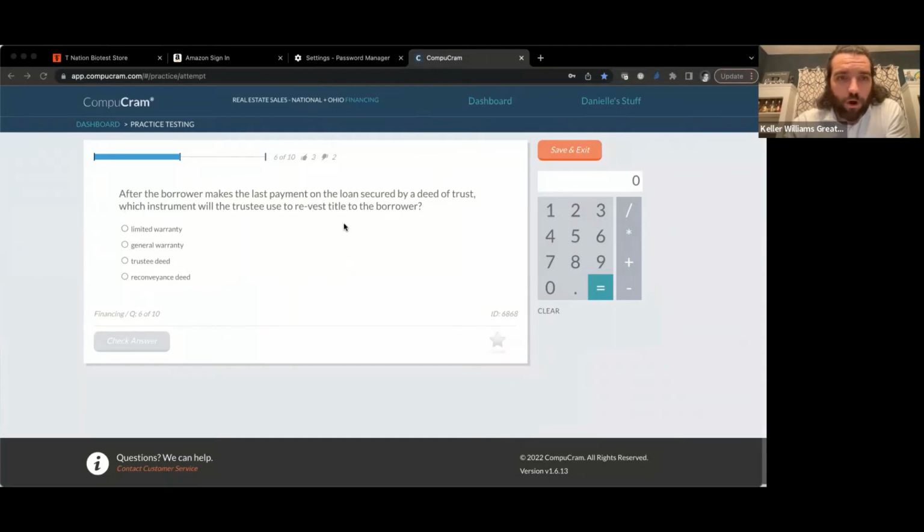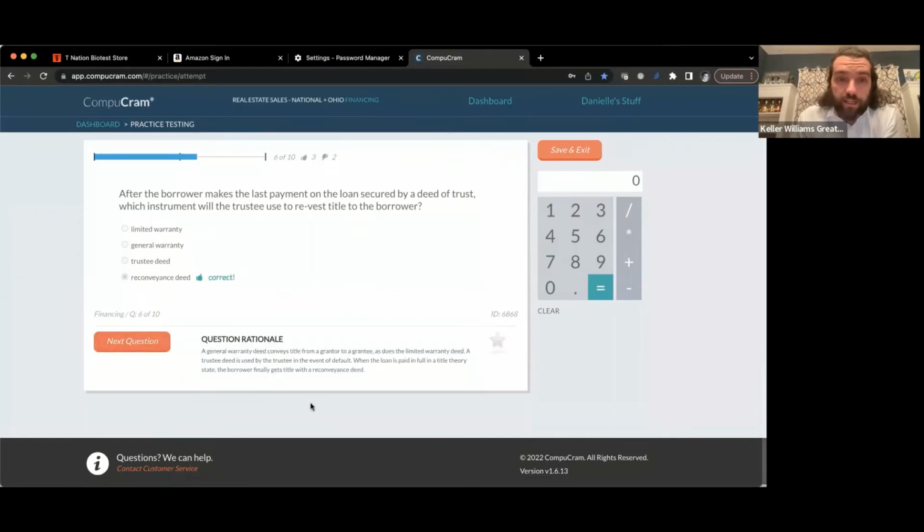Question number 6, after the borrower makes the last payment on the loan secured by a deed of trust, which instrument will the trustee use to revest the title to the borrower? Is it A, a limited warranty, B, a general warranty, C, a trustee deed, or D, a reconveyance deed? Yeah, it's going to be D, a reconveyance deed, because they're going to reconvey that title back to the mortgagor.